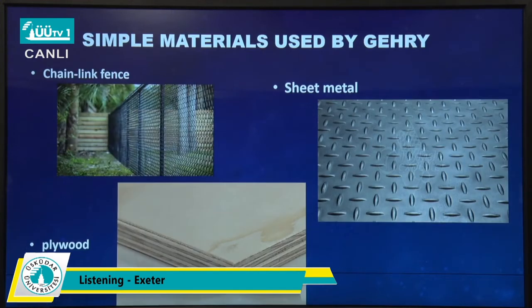So what I mean by resourceful, as I said, are these simple materials used by this architect. You know all these materials. They are commonly used, for example, this one, chain link fence. You've seen this one before. Plywood and sheet metal. I think you have seen this one. If you take a lot of public transportation, you can see that on the floor they use sheet metal.